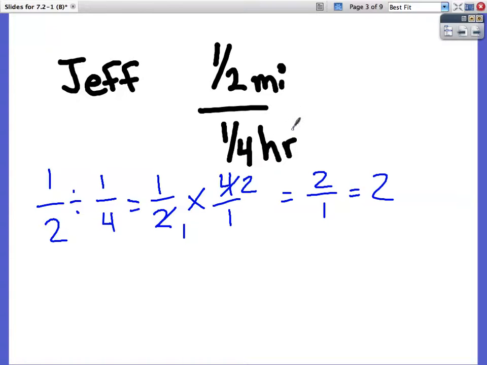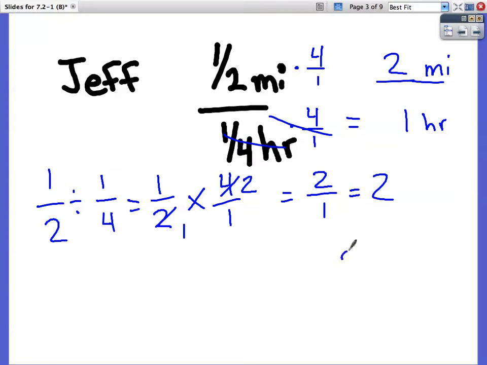Okay, so that's one way. The other way you could do this is you could just multiply both the numerator and the denominator by the reciprocal. Which, by the way, just so you guys know, mathematically, this right here is exactly the same thing as this, but it's just another way to look at it. And so this all cancels out to 1, so 1 hour. And this gets us the 2 miles. So this is 2 miles per 1 hour, or 2 miles per hour.